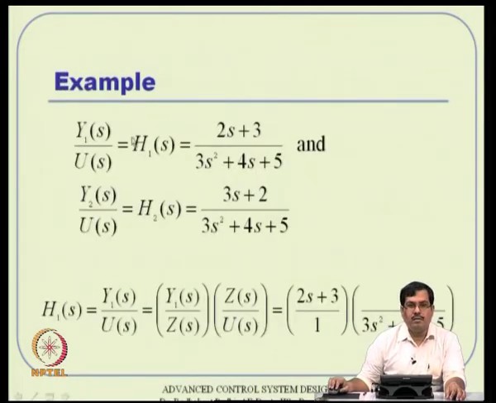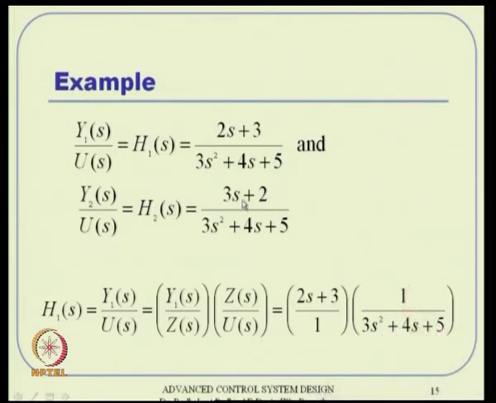Let us talk about two transfer functions, y1 by u of s and y2 by u of s, h1 and h2, given by these polynomials. Mostly the denominator polynomial will remain the same. That is how the system transfer function representation will appear: the denominator remains the same, but the numerators are different. So, remember this is 2s plus 3, and this is 3s plus 2. Okay, so what will happen? For h1, I will represent this polynomial by multiplying and dividing by z of s.